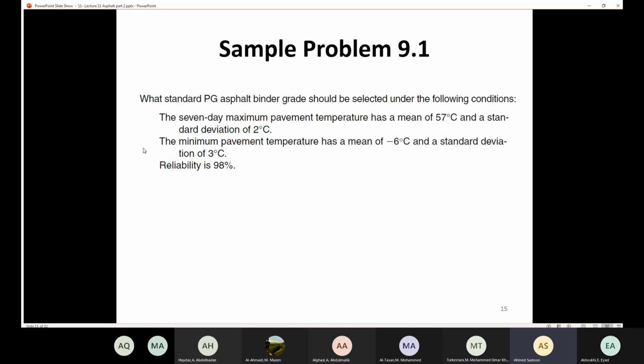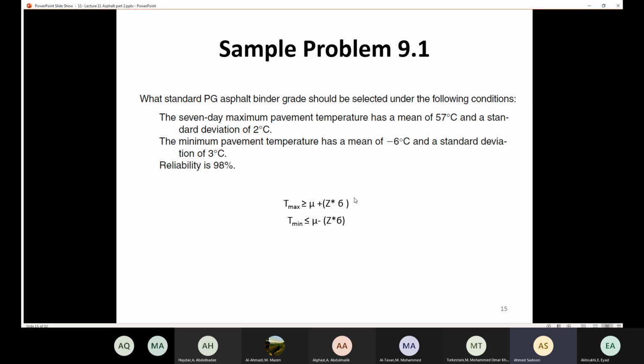And he said that he wants reliability of 98%. So in this case, what should I do? I'm going to use this formula again. So since the reliability is 98%, that means the value of Z is going to be 2, and here the value of Z is going to be 2. For the maximum temperature, the mean value is 57, and the standard deviation is 2. So this one is 57 plus 2, which is the value of Z, times 2, which is the value of the standard deviation. So this one should be 61.